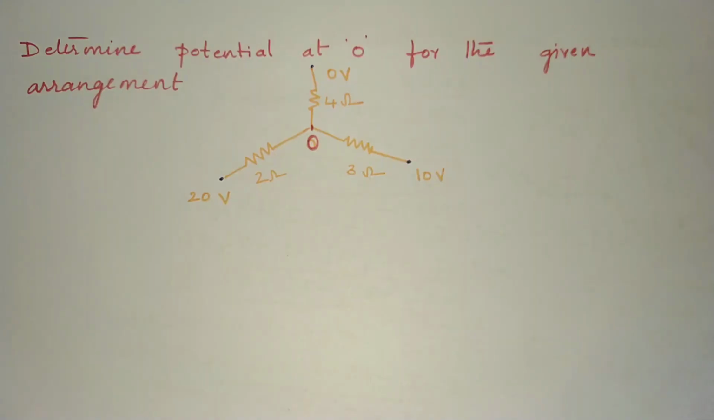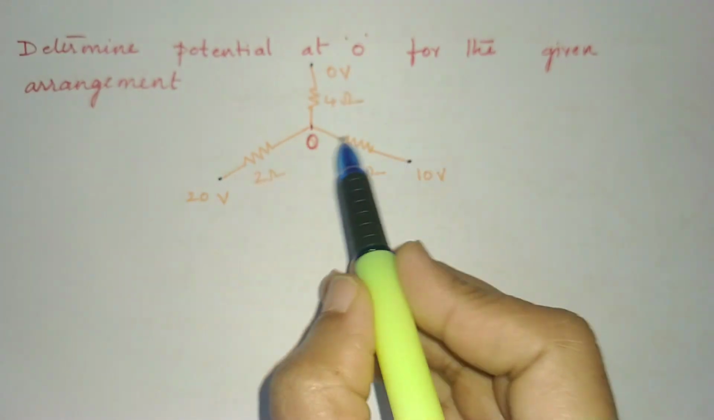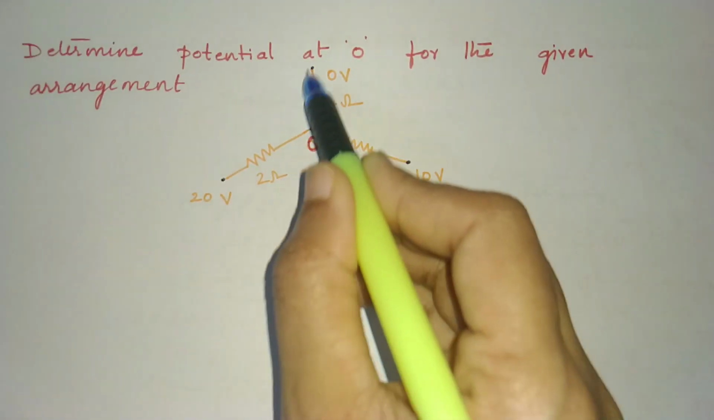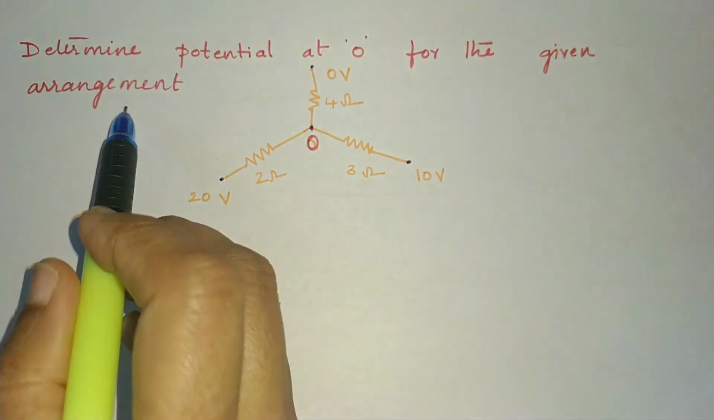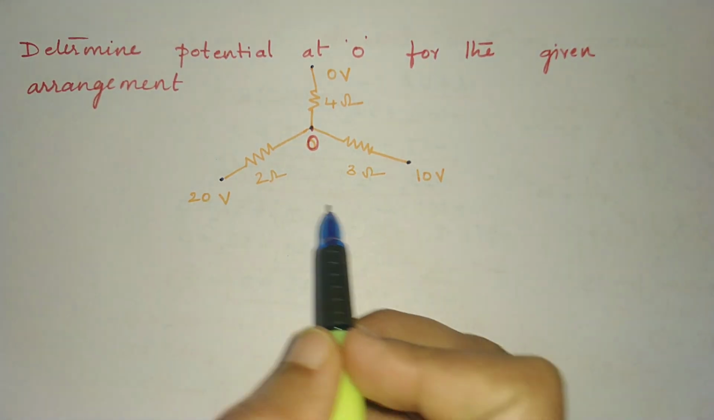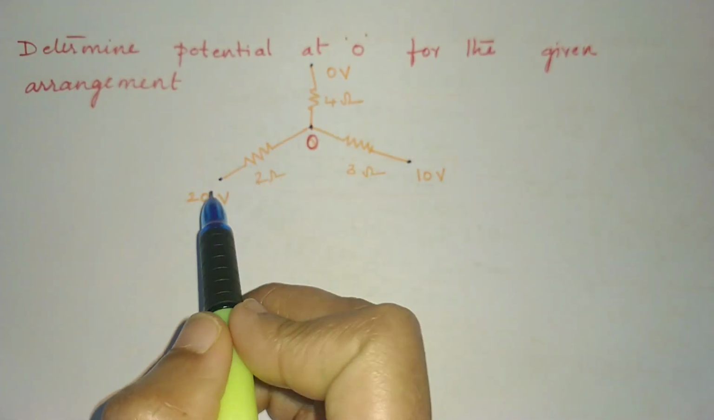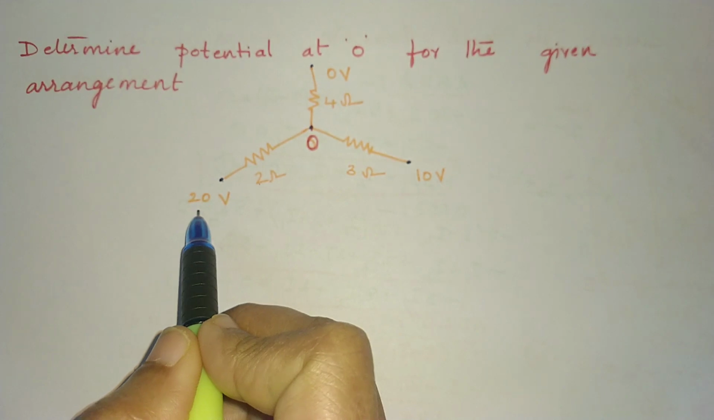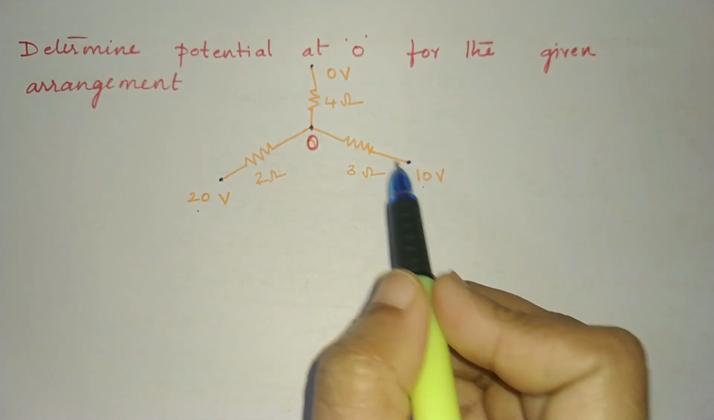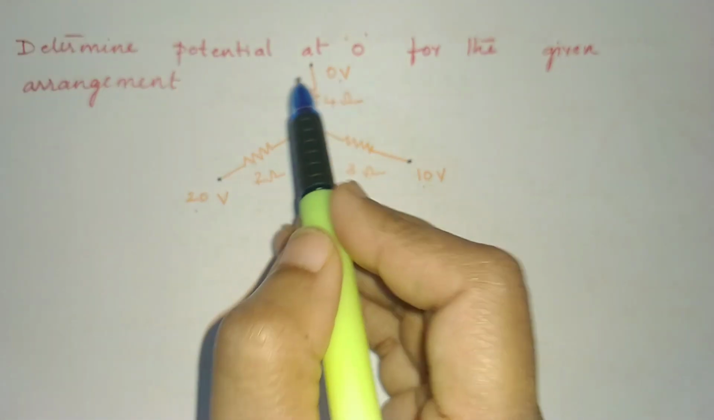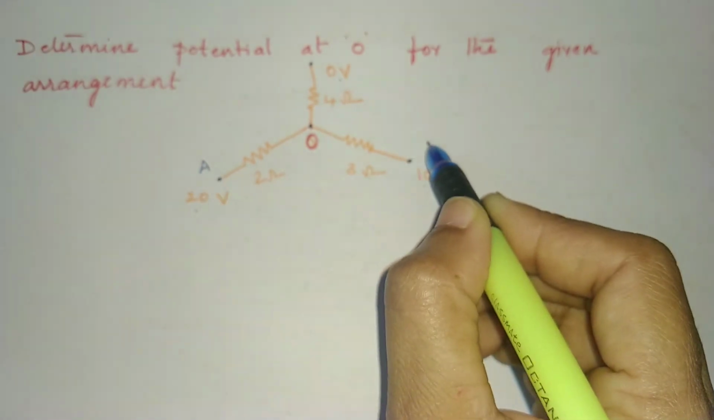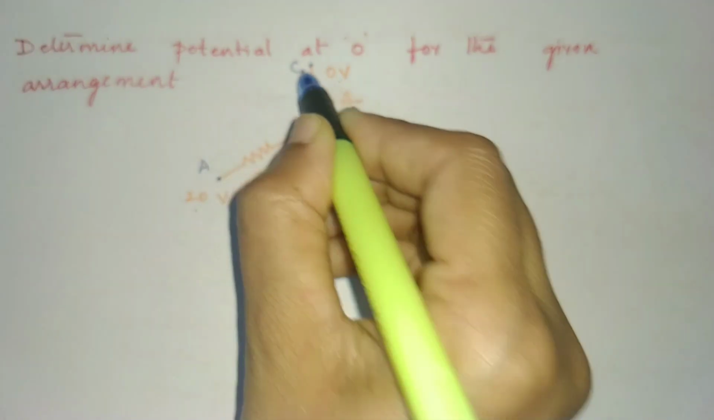Now in this question, we have to determine the potential at O. See, it is a junction of 3 resistors. For the given arrangement, observe the arrangement. We know all the 3 resistances. Here voltage is 20. At this point it is 10. And here the value is given as 0. I will name these terminals A, B and C.